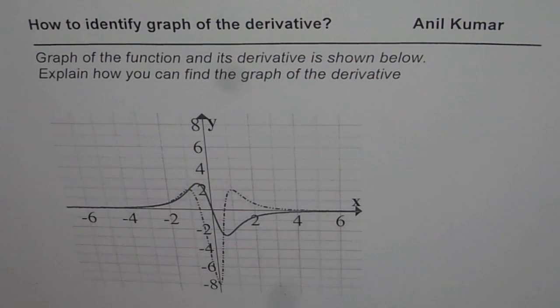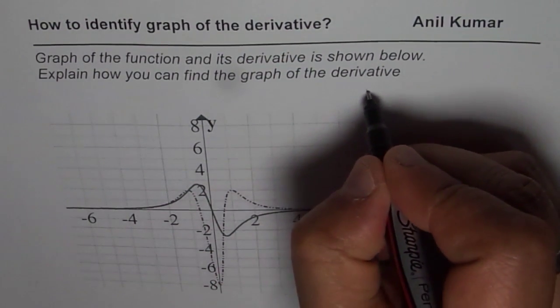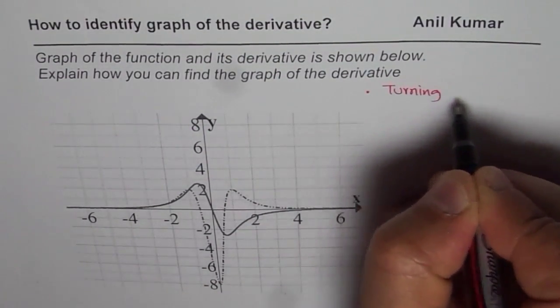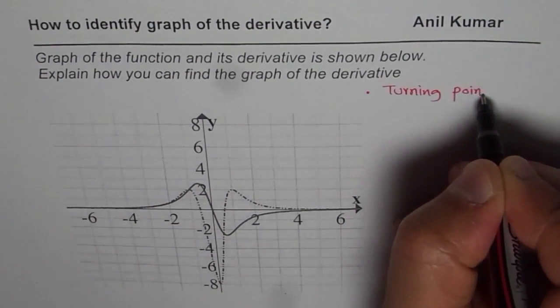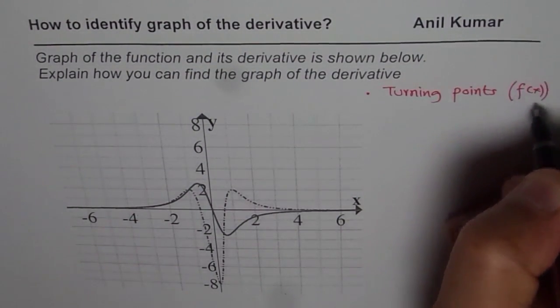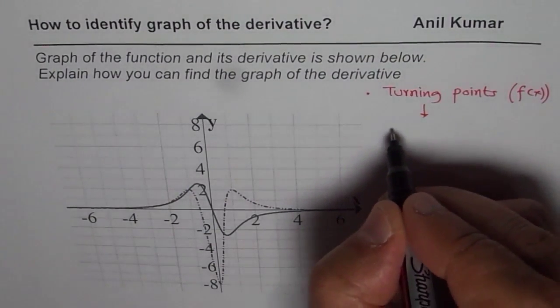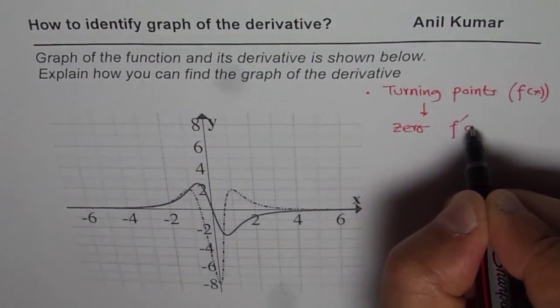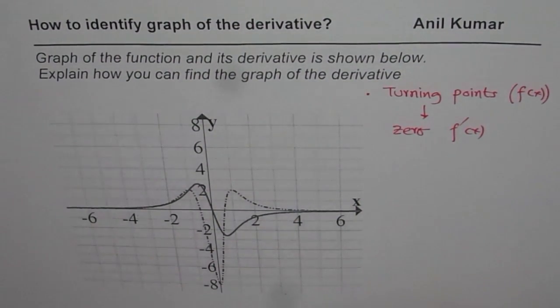So how do you find that? The best way is to look for the turning points. So what we should do is look for turning points. If the turning point is there on a function, then what do we expect? We expect 0 for the derivative. So that is what the test is.